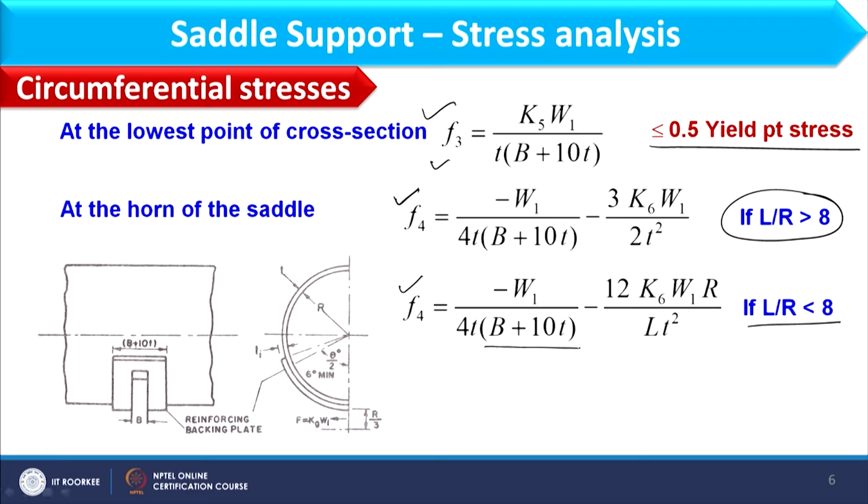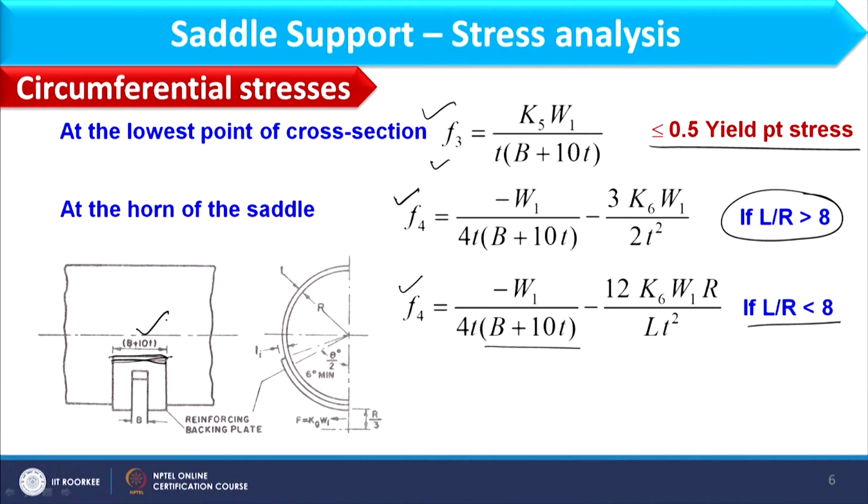Now, what is this B plus 10T? If you see this image here, this B plus 10T is appearing. B is the total width of the saddle and T is the thickness of the shell. So, B plus 10T is this section. Now, what is this section? When we weld the saddle to the shell, wherever that welding occurs, it makes the shell weaker at that particular point. For that purpose we provide a reinforcement strip of width B plus 10T.